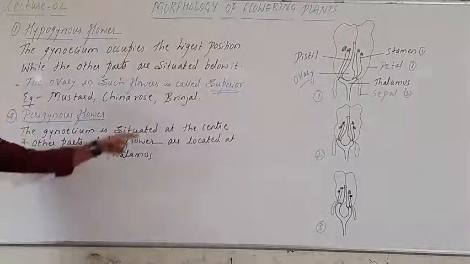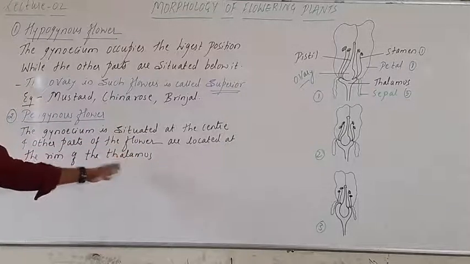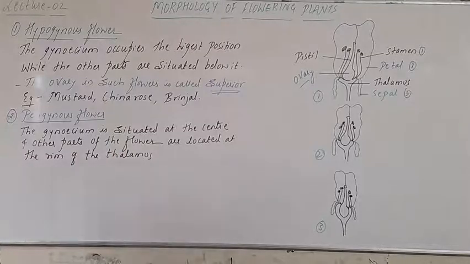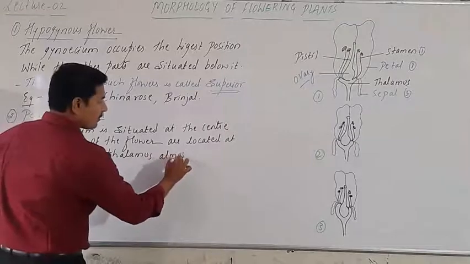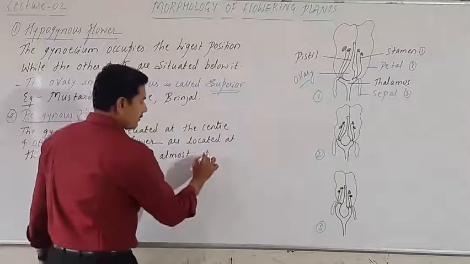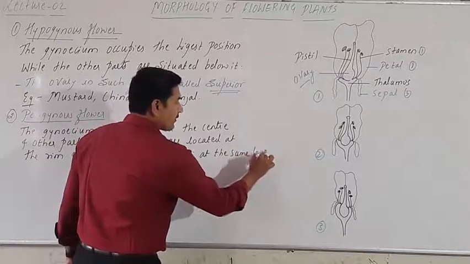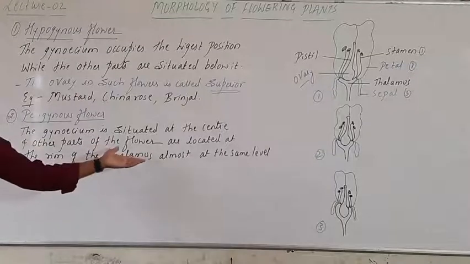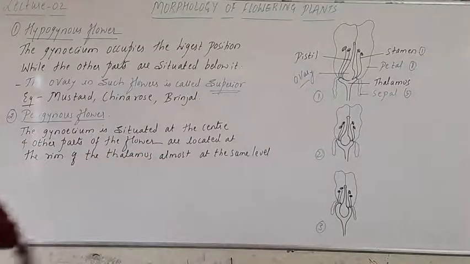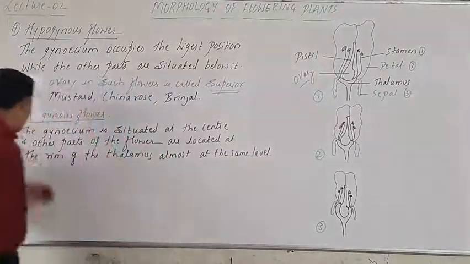You can just see the thalamus there. It is located at the rim of the thalamus. Almost at the same level. Look at their level. Almost at the same level, all the floral appendages arise. It is called as perigynous. So this is termed as perigynous.